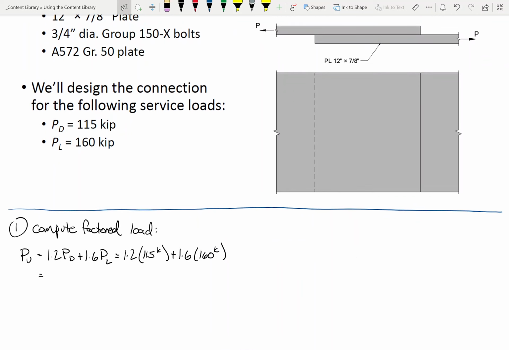And so what do we got for this? Say it again. 442? I got something different. I got 394. Is that what you got? Okay. And then what I'll put over here is a note.